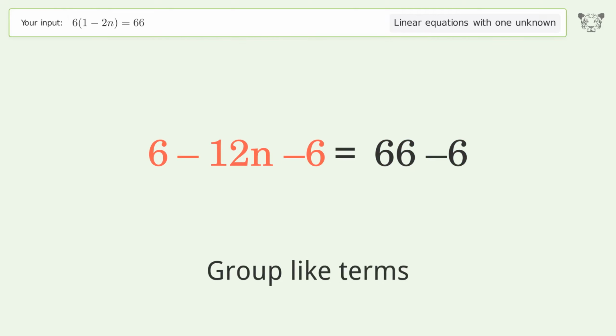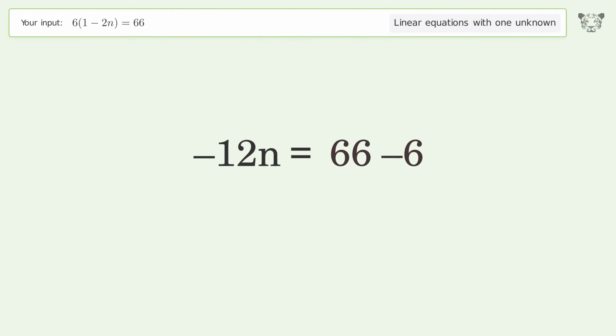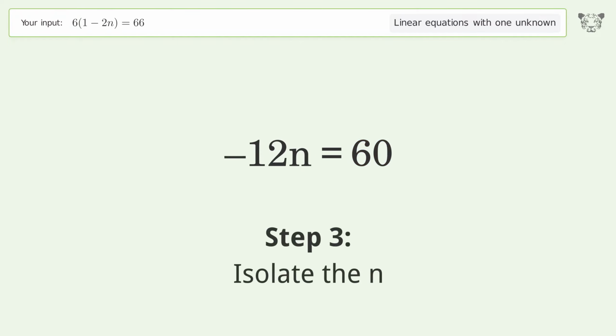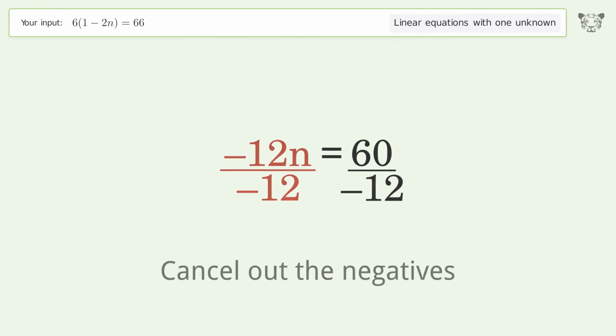Group like terms. Simplify the arithmetic. Isolate the n. Divide both sides by -12. Cancel out the negatives.